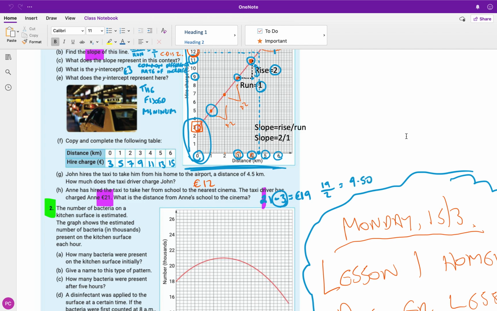Is that what the question asked? No, what's the distance? So 9.5 kilometres. Not asking for euros. 9.5 kilometres. Okay, and as I said, you have the full question.